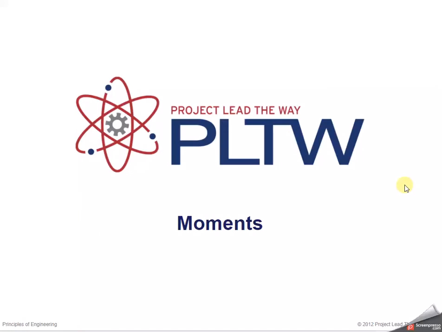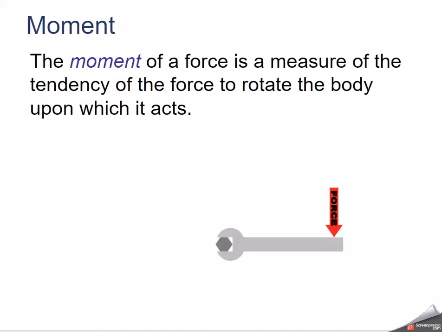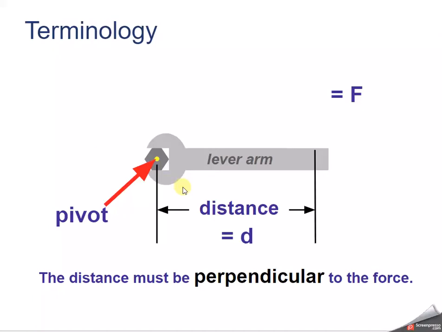Alright, so we're going to take a quick look at moments. This is part one of about 3 different videos we're going to do. So moments themselves, the moment is a force and distance which help rotate a body upon a pivot point. So we have a pivot point here, we're going to apply force that's going to move this wrench clockwise. So in order to calculate it, we're going to look at force times distance gives us our moment.